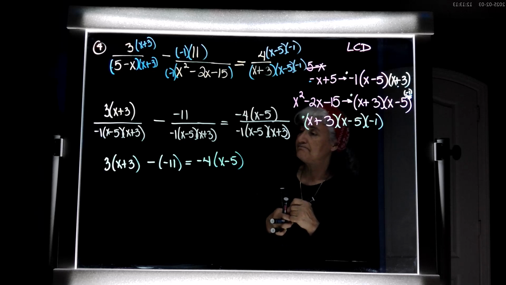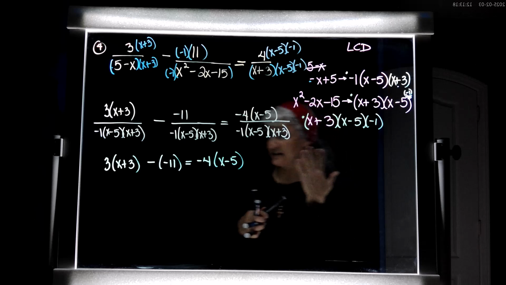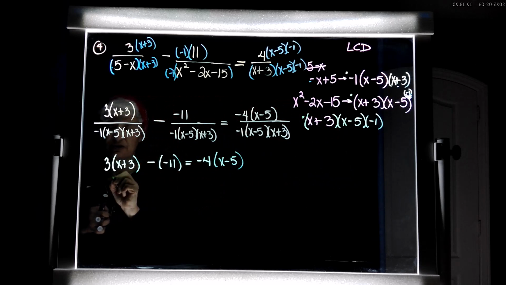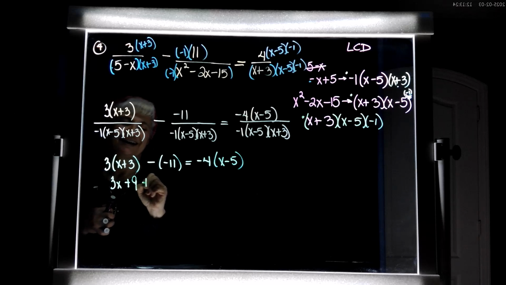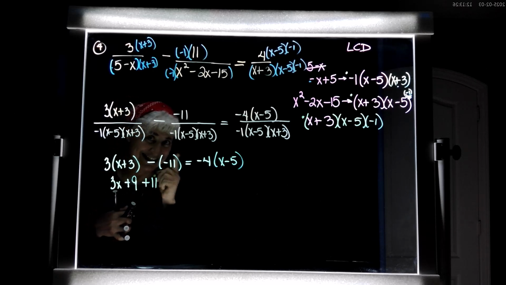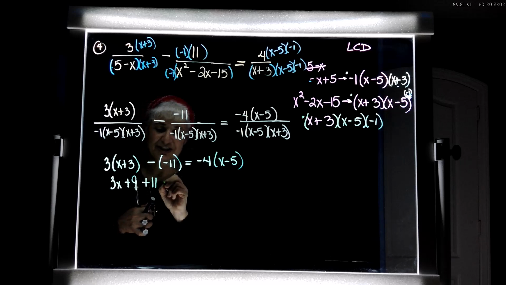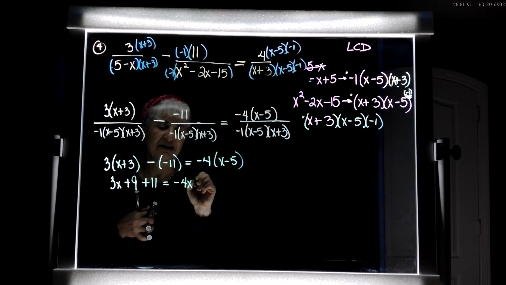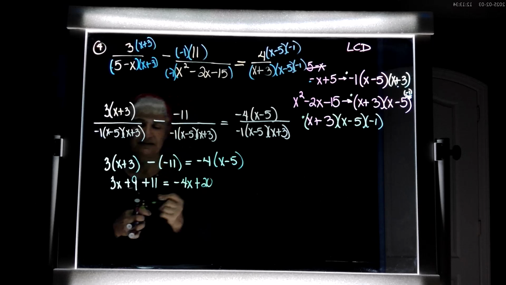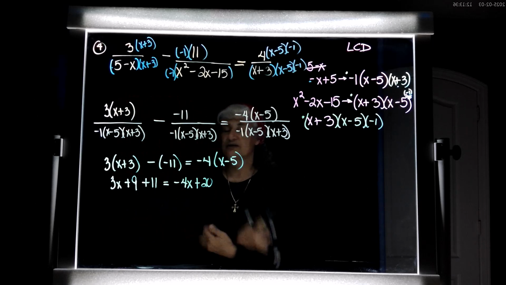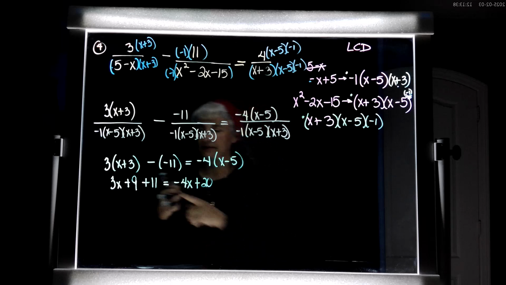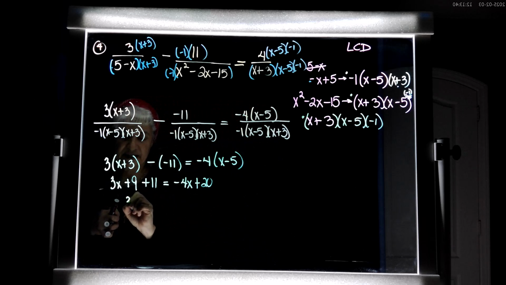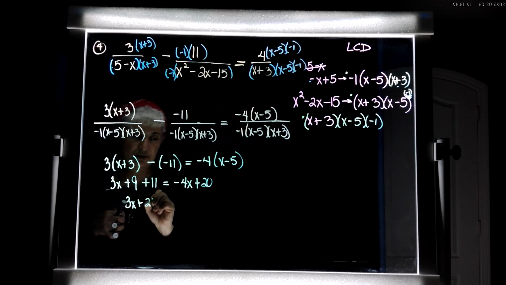Cool? That doesn't look too bad, does it? Okay, what'd you get for the next line? Talk to me. I hear you. You said 3x plus 9, plus 11. See about that negative sign? Tried to trick us. Good. Negative 4x plus 20. Excellent. Okay, so, all right, you guys want to collect like terms on this side. I heard you. So that'll be plus 20, right?